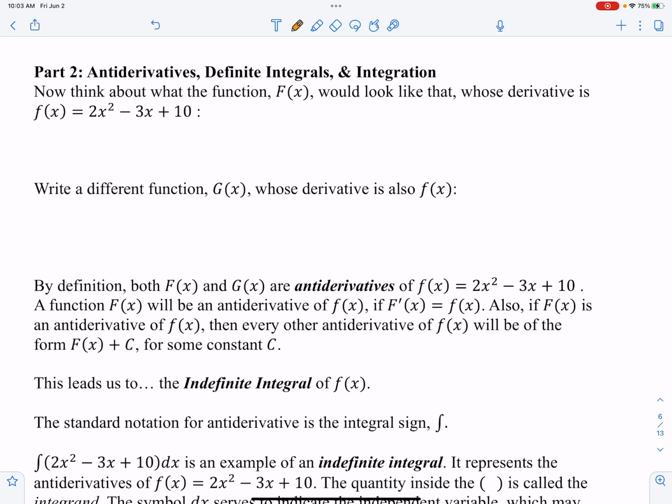Hi there. So this is part 2 of the calculus crash course for AP Physics. And part 2 is going to be on antiderivatives, definite integrals, and just integration in general.